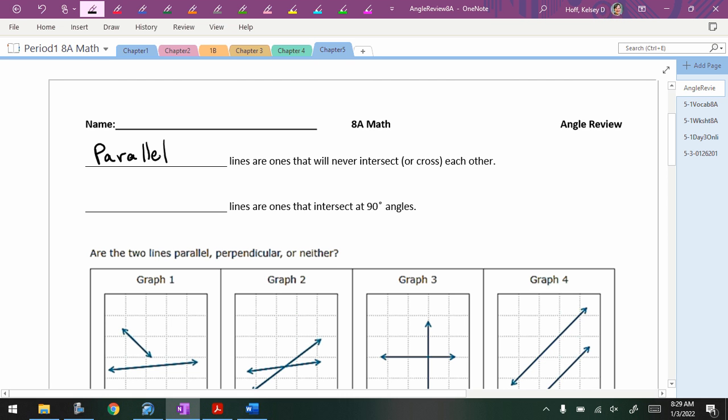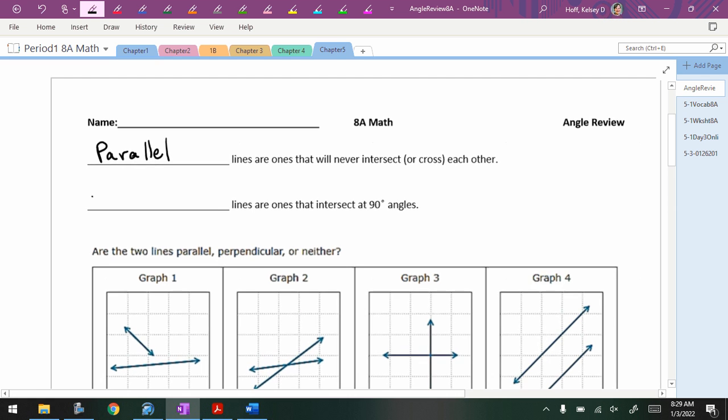Blank lines are ones that intersect at 90-degree angles. Perpendicular. Nicely done. P-E-R-P-E-N-D-I-C-U-L-A-R. Perpendicular. Okay? So, problem on Alex is going to ask you, are the lines parallel, perpendicular, or neither?